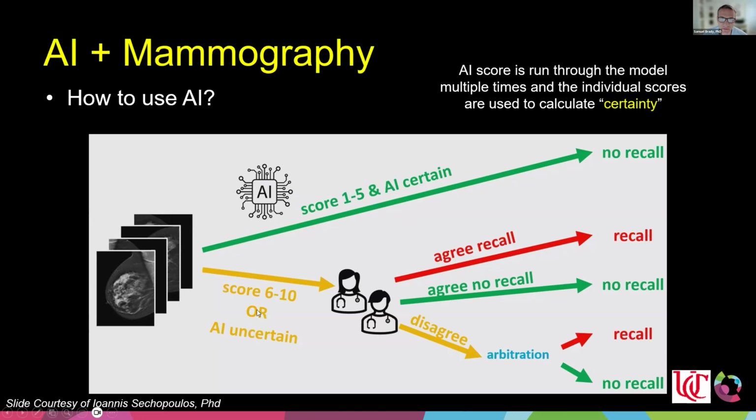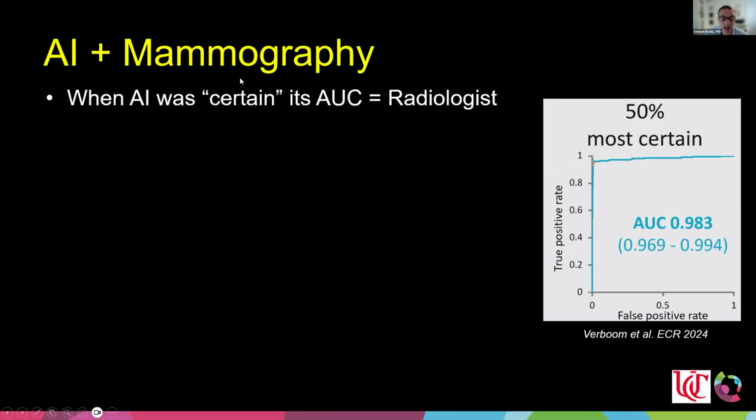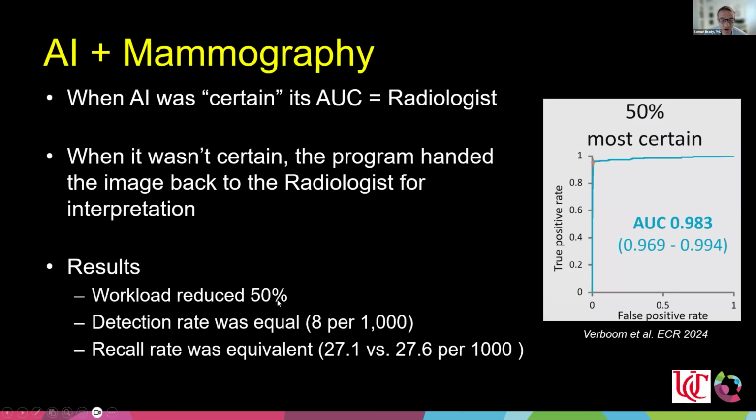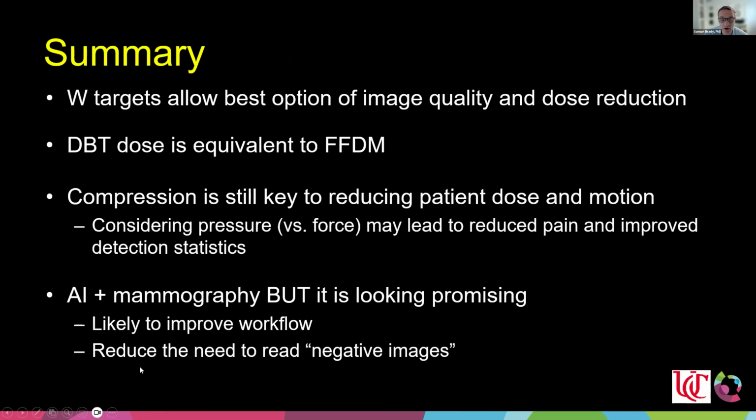If it has a score of 6 to 10, which means it's a little less certain whether it's normal or abnormal, then the radiologist will intervene, and they themselves will read and make their decision. So when you look at adding a certainty score, so not just normal or abnormal, but it says it's normal and I'm fairly certain or less certain, what they found, once again, was the workload reduction was still 50%, detection rates were still really high, but the recall rate and false positives were very low.